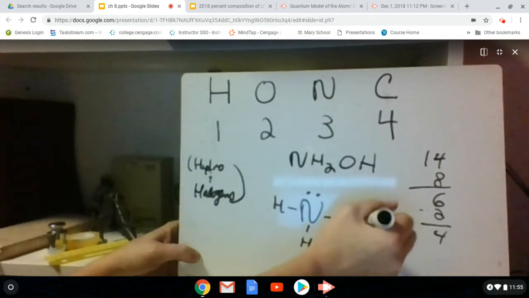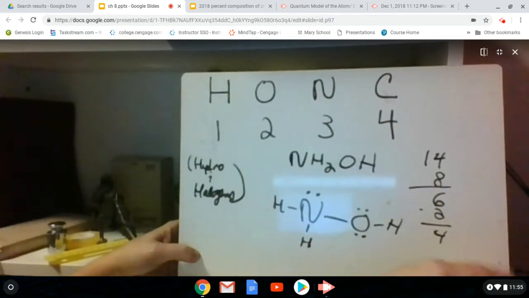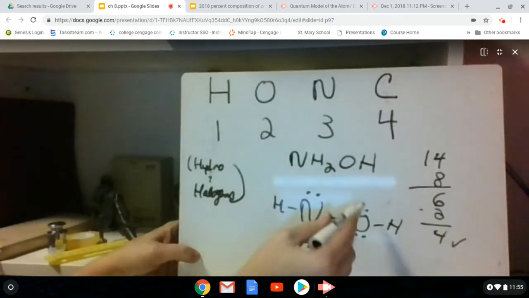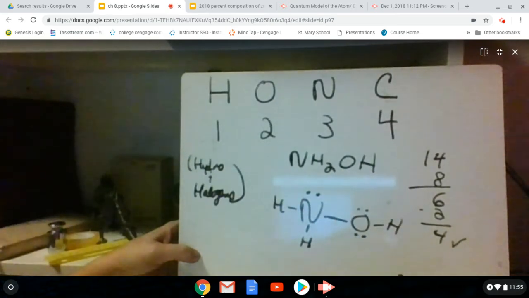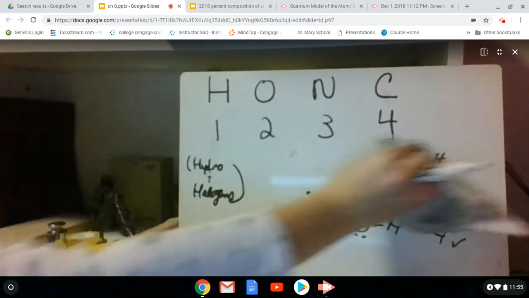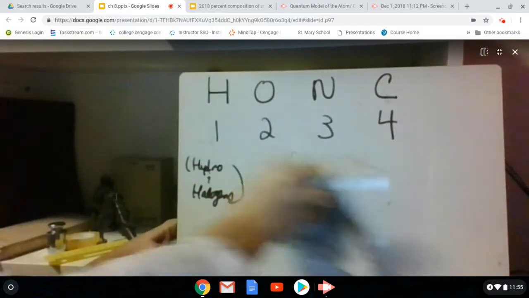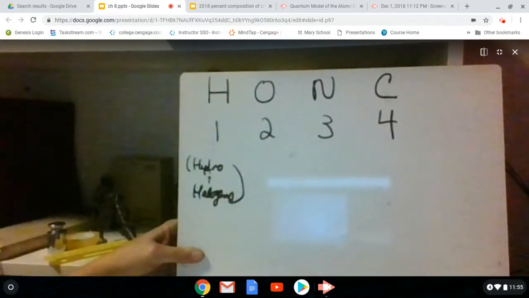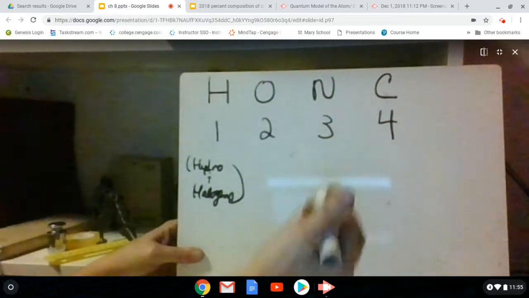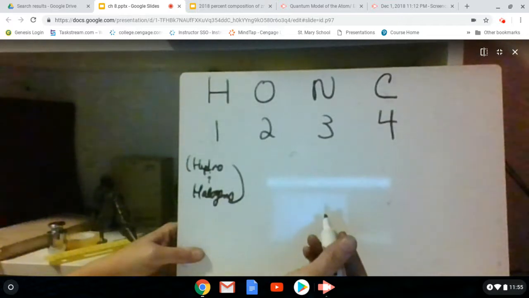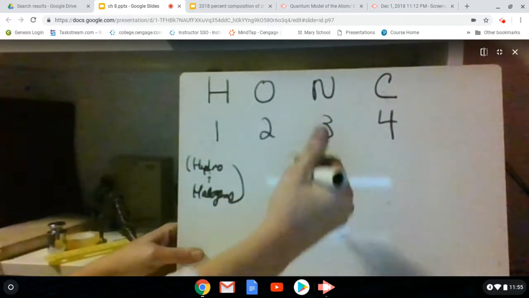Where are they going to go? They're going to go on the oxygen. 2, 4, 6, 8. Everybody wins. Also, you're following the octet rule, the honk rule. Okay.